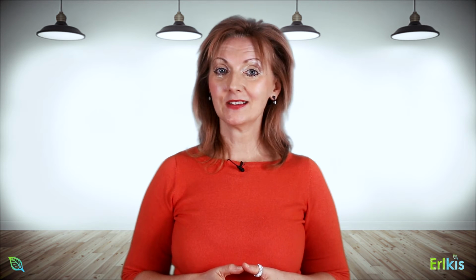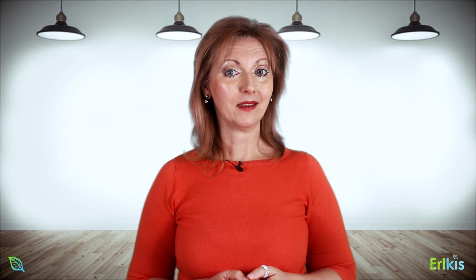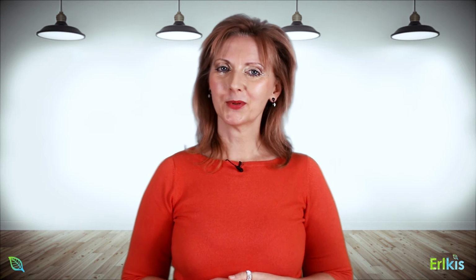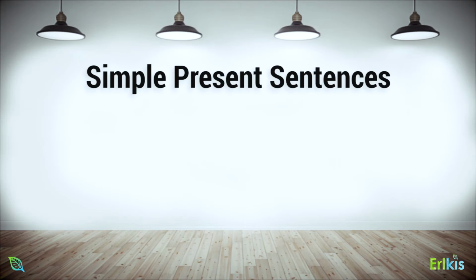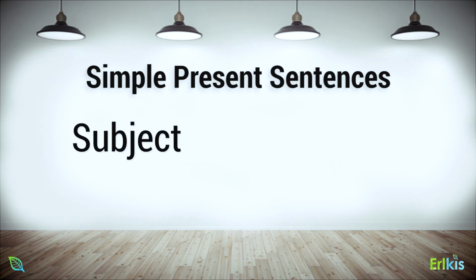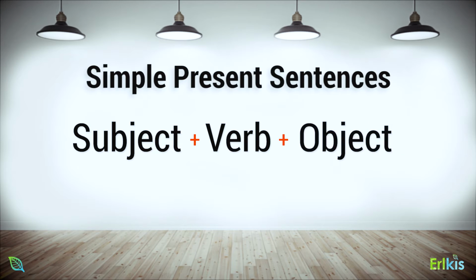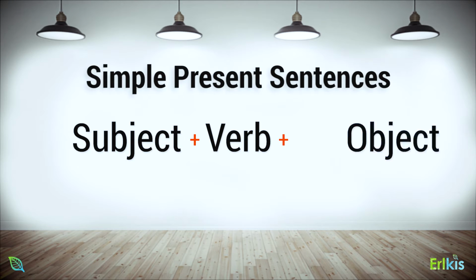In part 2, we're going to look at using the simple present verb in the positive form and in the negative form. But first, let's recap the formula. To make a simple present sentence, we start with the subject plus the base verb plus the object. Remember, we don't always need an object, but for this lesson, we will use an object.